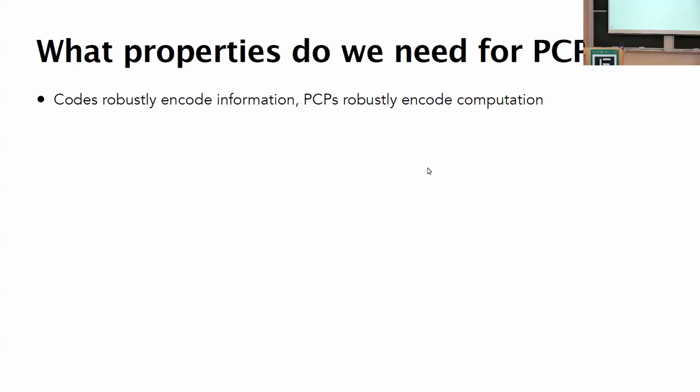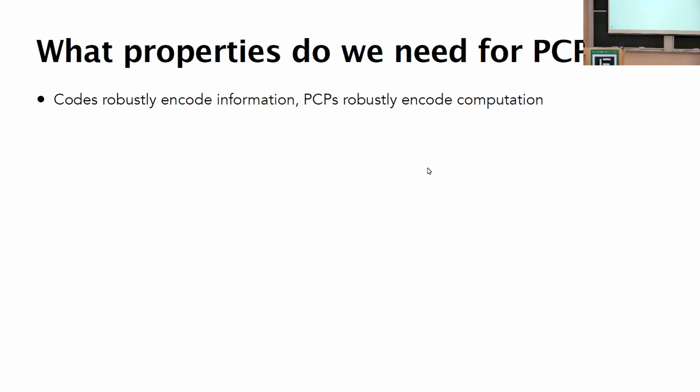But not all codes are going to be useful for constructing PCPs, right? Some codes are going to be more useful than others. What is this property that you need to create PCPs from codes? Well, let's think about what a PCP is. A PCP is some proof of computation, and it has this nice extra property that a verifier can query just a few locations of your proof string and check the computation that way.